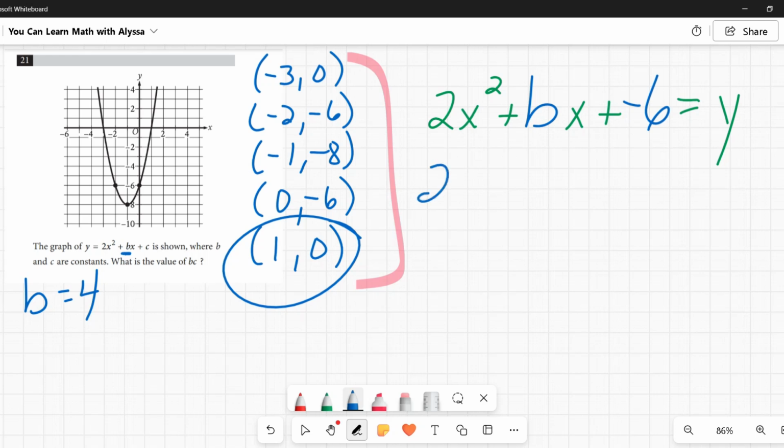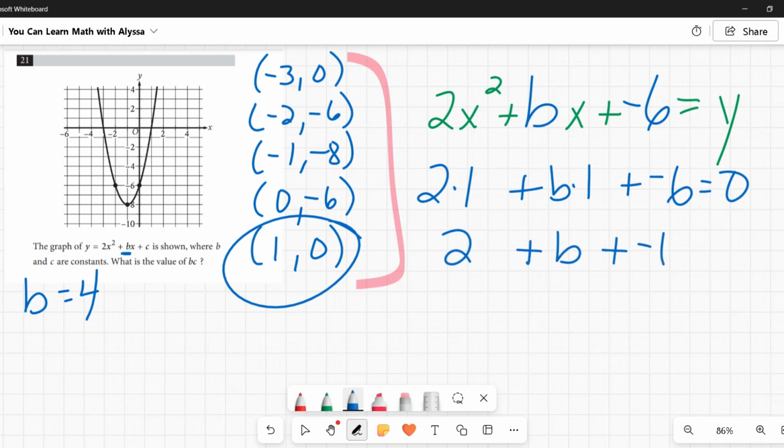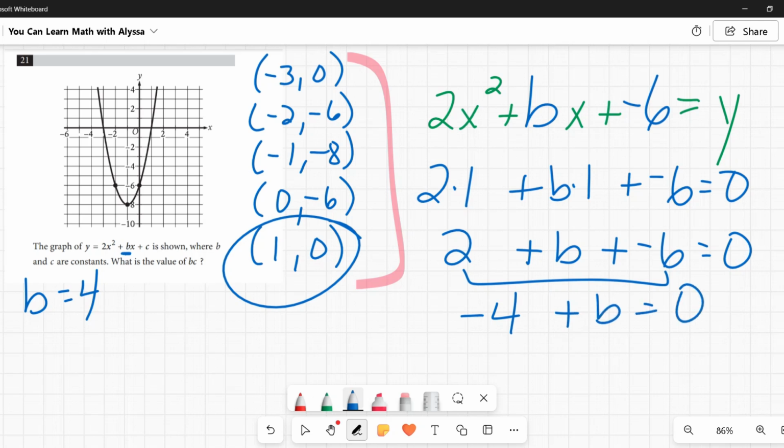Okay, so 2 times 1 squared, or 1, plus b times 1, plus -6 equals 0. So 2 plus b plus -6 equals 0. 2 plus -6 is -4, plus b equals 0. So I'm going to add a +4 to both sides and get b equals 4. Same result.